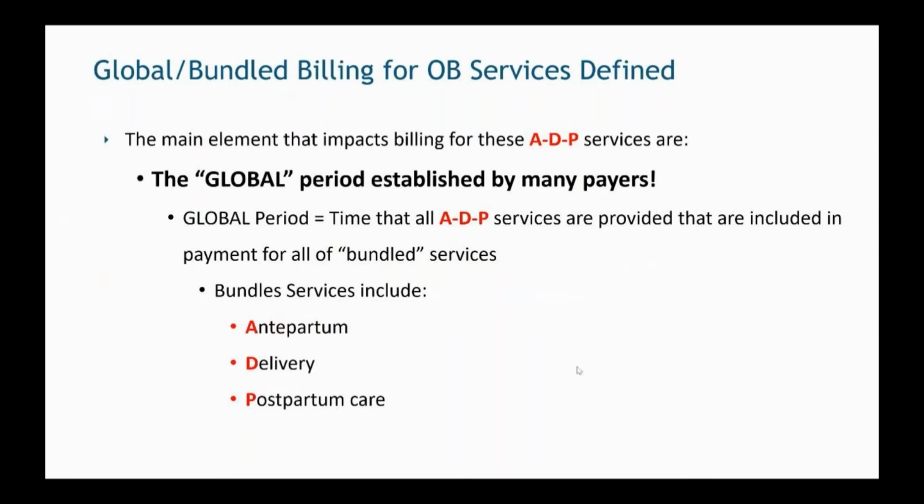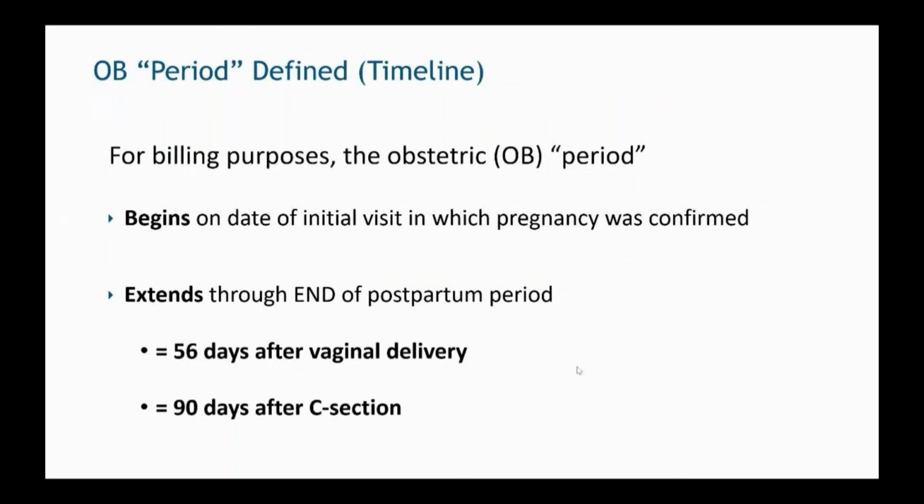Just as a reminder, global bundled services at the bottom include antepartum, delivery, and postpartum care. Okay. So for billing purposes, the obstetric period begins on the date of the initial visit in which pregnancy was confirmed and extends through the end of the postpartum period, and that's 56 days after vaginal delivery and 90 days after cesarean section.